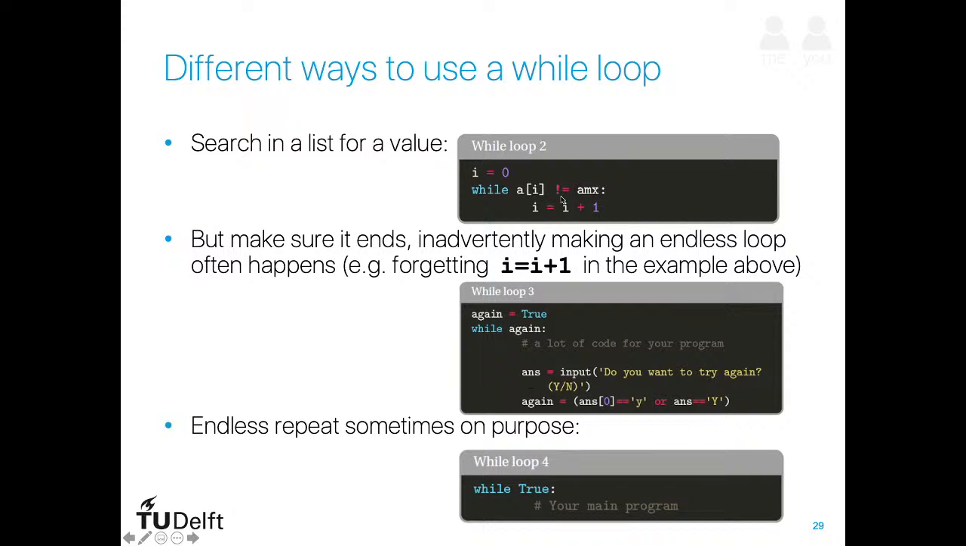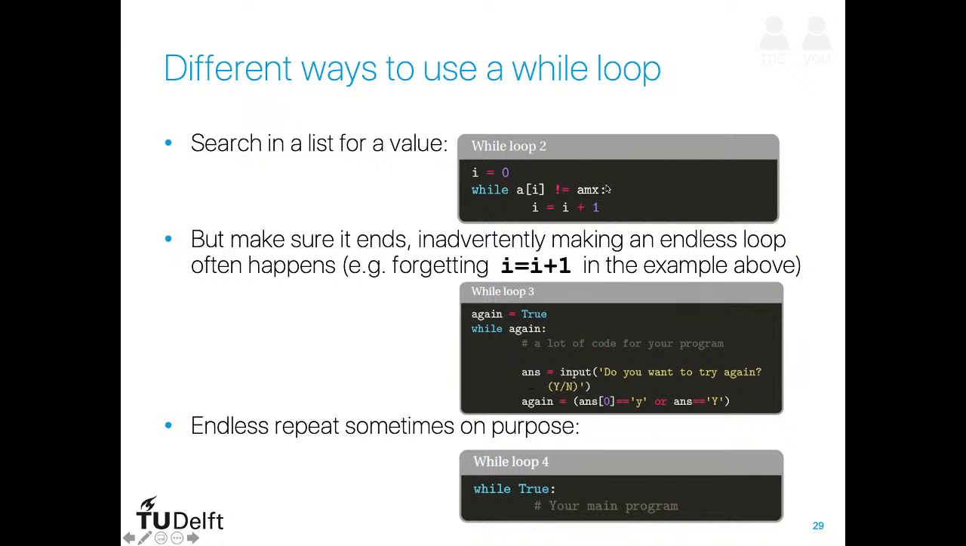The first thing that you can do is, for instance, search within a list. So let's say that you have a list A, and within this list you want to find one particular value. It's called AMX here. So we want to start at index 0, and while we haven't found our value AMX within this list, we increment I with 1 and we go into the loop again.